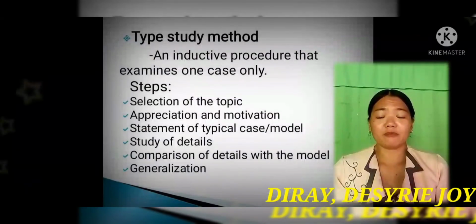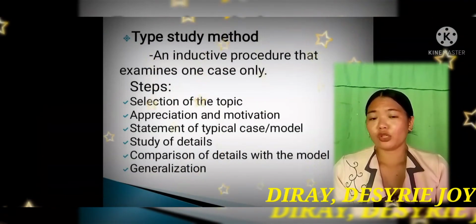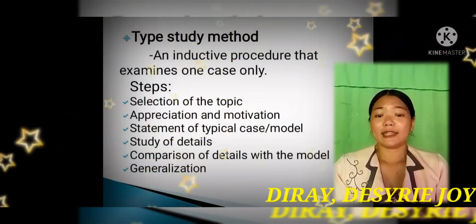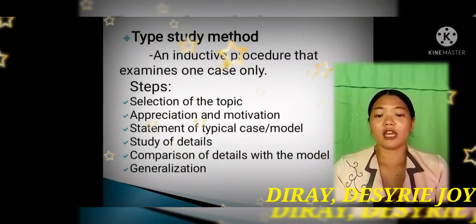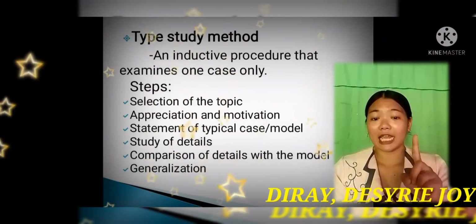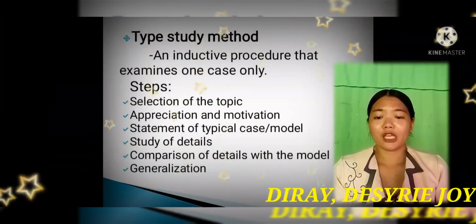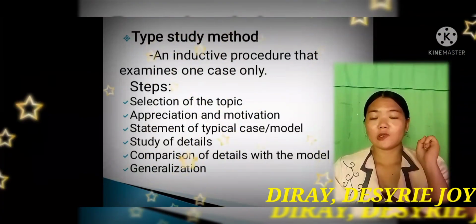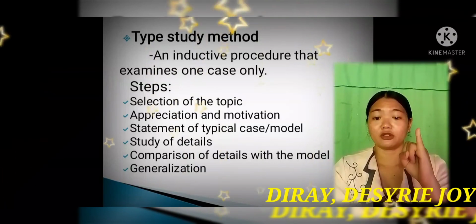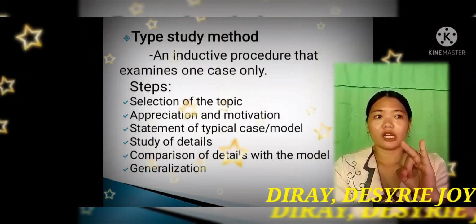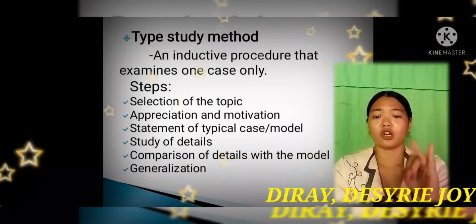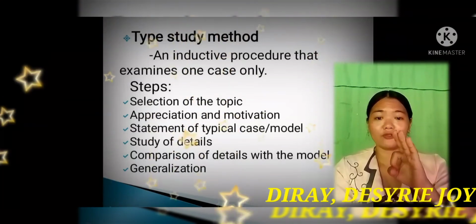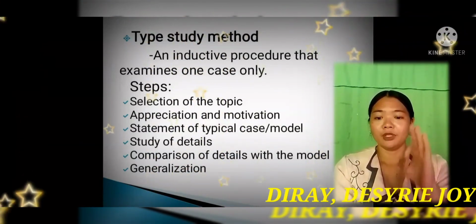So, move on to type study method. So, if we are to talk about type study method, this is considered an inductive procedure that examines one case only. We have here 6 steps to consider in this type study method. Of course, first, you have to select the topic. Second, you are to create an appreciation or motivation. Third one is statement of typical case or model. This is the flow of your selected topic.